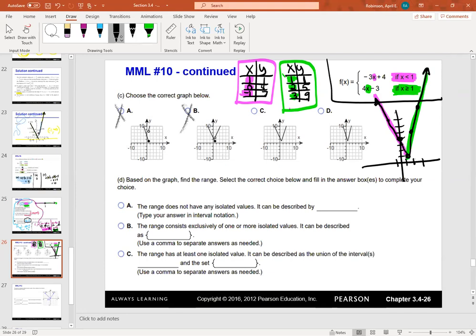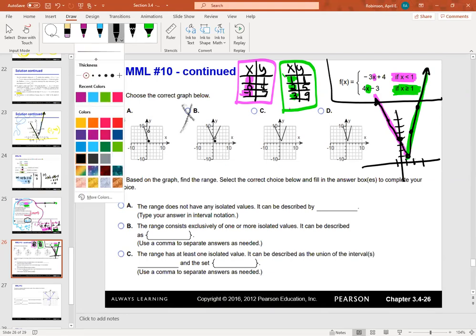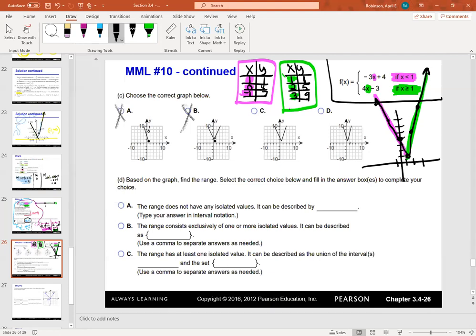And that means that each one of these lines is 2, 4, 6, 8, 10. So you're looking at 1, 1. 1, 1 should be dead in the center of one of these little squares, which that one looks like it is, and so does this one.